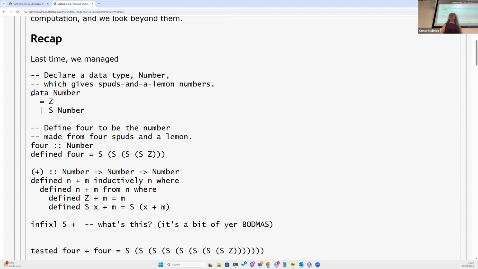So we invented a notion of number, which you can see here. Clemens is helpfully pointing. So when we say data, we're saying, I'm inventing a new type of thing that you've never heard of before. And I'm calling it number. And then there are two ways of making a number. There's capital Z, which makes a number on its own. And there's capital S, which makes a new number from an old number.